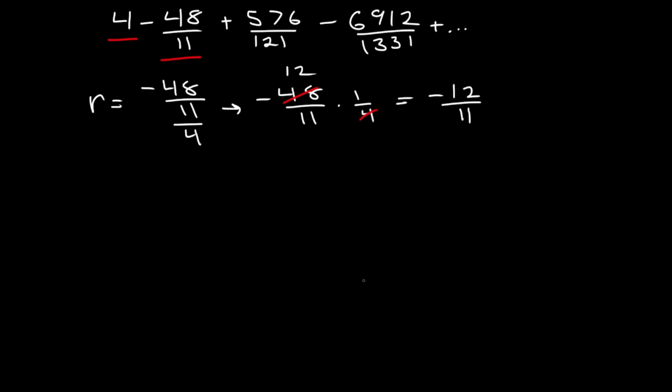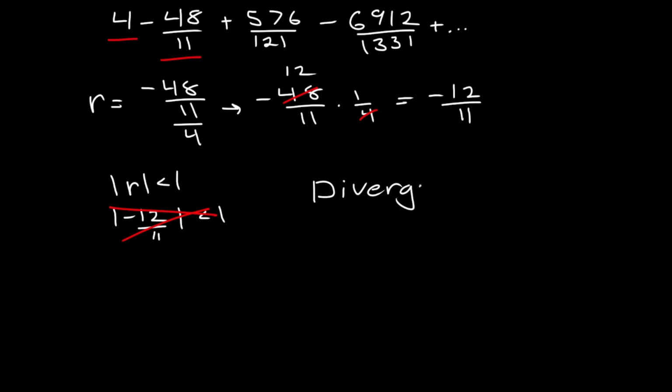Now we get to see if this meets our requirement of the absolute value of r being less than 1. If we take the absolute value of negative 12 divided by 11, this is actually greater than 1, meaning that this statement is not true, resulting in this series being divergent. So it diverges.